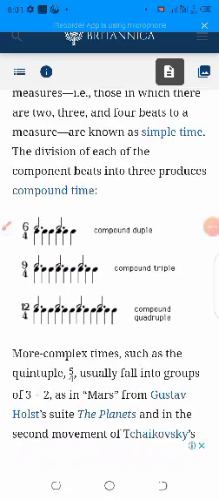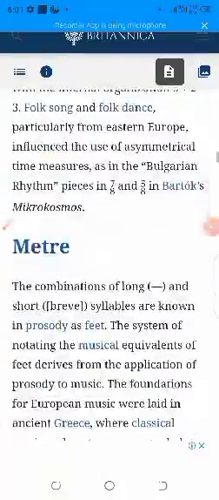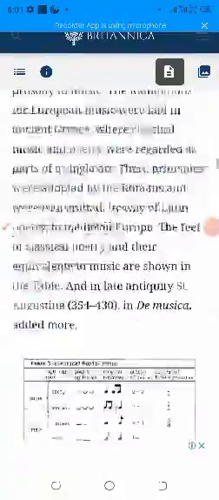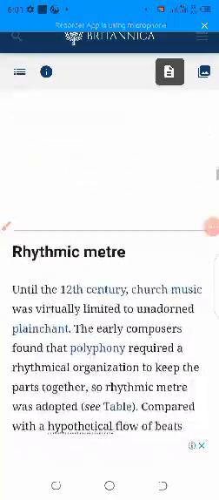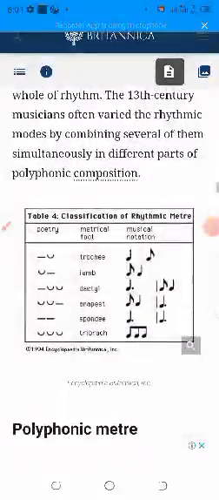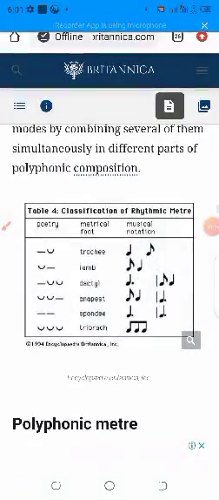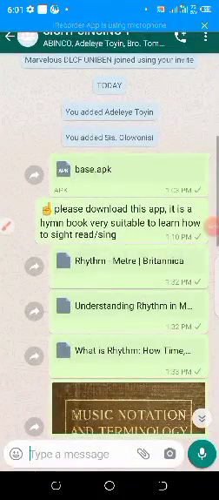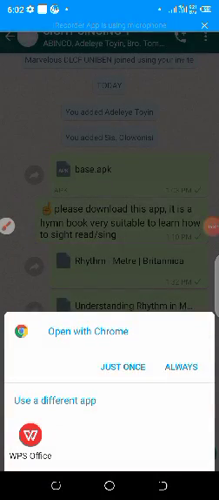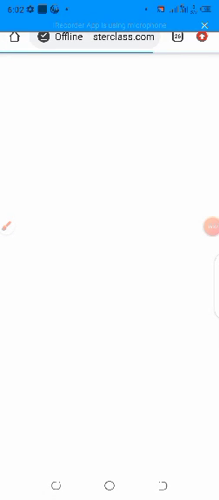Here is compound time signature. Compound time signature will be treated later as we continue. So you have to read up all this so that you can understand the lesson. Forget about polyphonic meter, we'll still come to that. Then after this, come to this second material, understanding reading in music. Click on it and open the document.